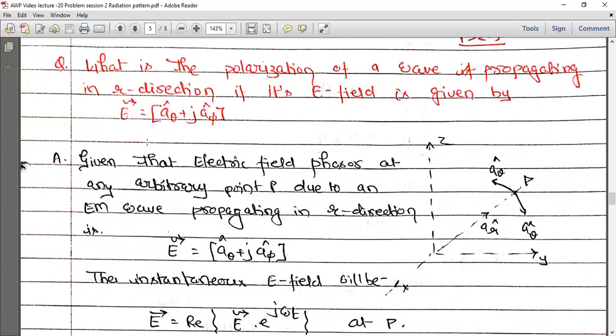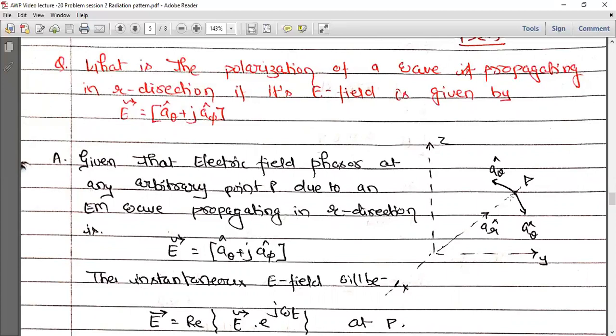Okay, now what is the meaning of polarization? If a wave is propagating along this AR cap direction, and suppose you are standing on this origin, and you are looking at this wave from O towards P, you are looking in the direction of wave propagation. In that case, the path traced by the electric field intensity phasor.